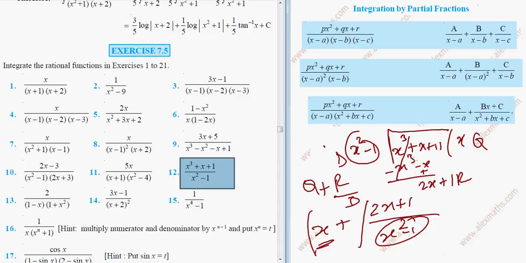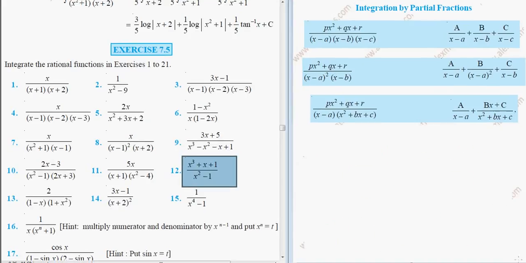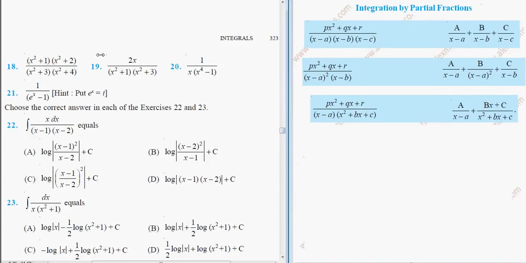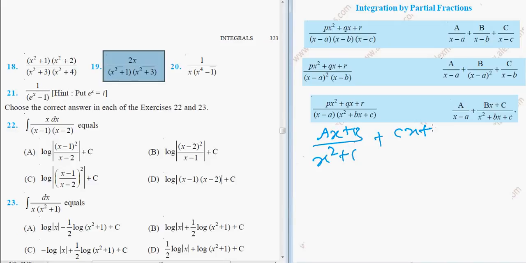But there are some problems where we have to do some rearrangement. Then we have to come to the rule. Those we will see now. Now look at the problem. See, you have this. If you apply the non-factorable quadratic rule, what will happen? It will become very complicated. I have to apply ax plus b by the first factor plus cx plus d by the second factor. Then I have to find a, b, c, d, and then integrate.